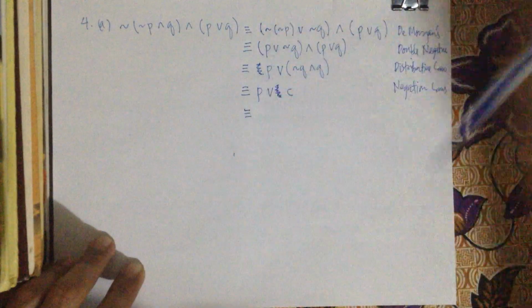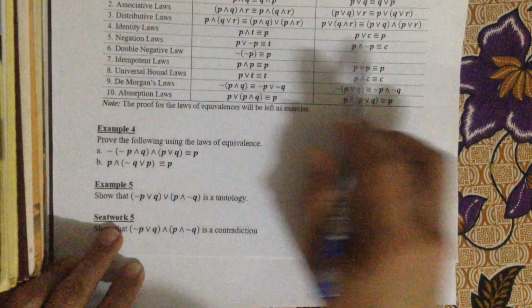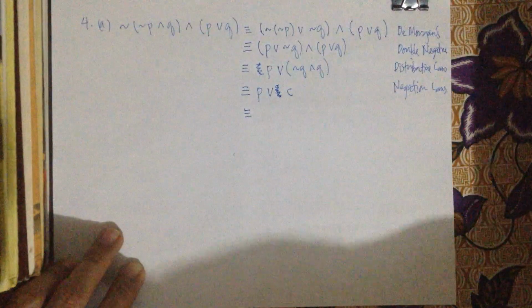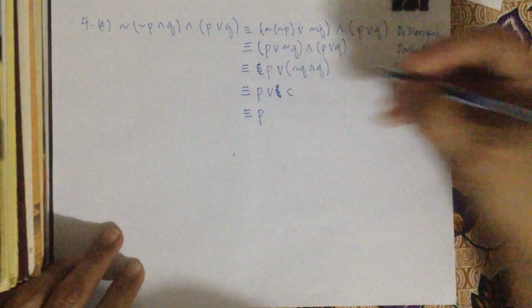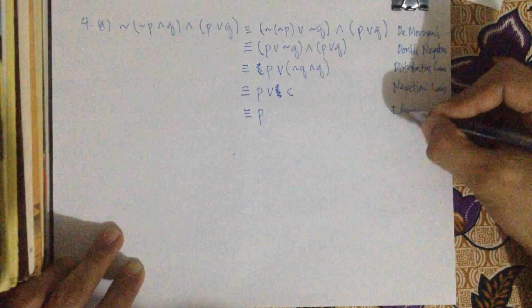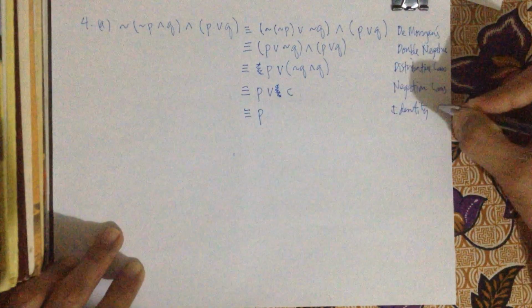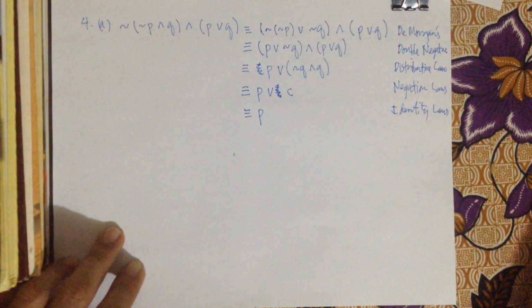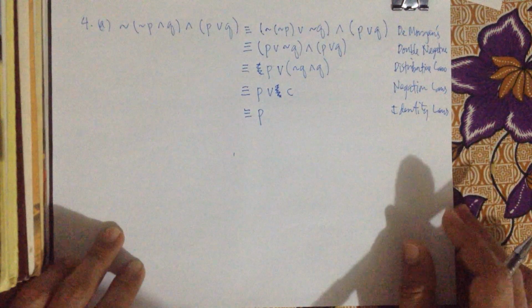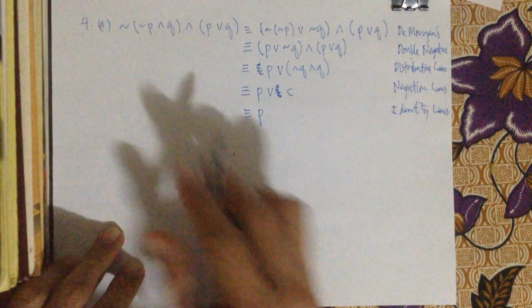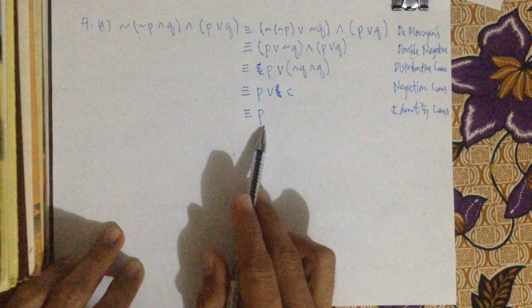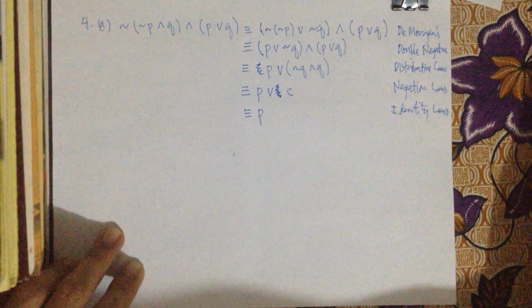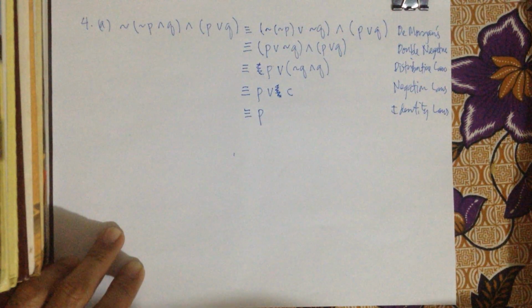Now, what about this P or C? P or C here is P, so that's the identity law. So this is P, and the reason for that is the identity law. So that's it. We're able to prove that the two statements are equivalent by using the laws of equivalence.